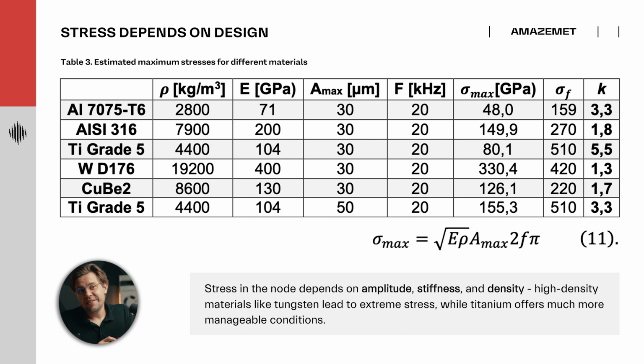In the slide you can see a table of several different base materials that we use for Sonotrodes and what the maximum stress in the node is. For example, aluminum, very light, very low Young modulus, has a maximum stress at a certain amplitude of only 48 megapascal. While under the same conditions, tungsten heavy alloy shows over 340 megapascal.